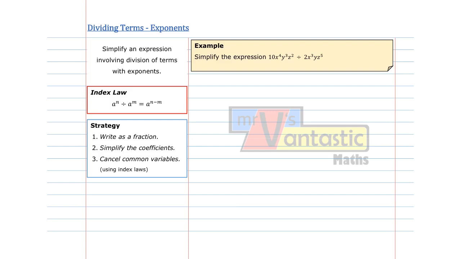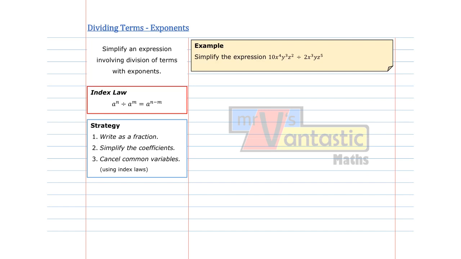This is Mr. V. In this video, we will simplify an expression involving division of terms that include exponents. So we want to simplify the expression 10x to the power 4, y to the power of 3, z to the power of 2, divided by 2x to the power of 3, y, z to the power of 5. Lots of powers there.